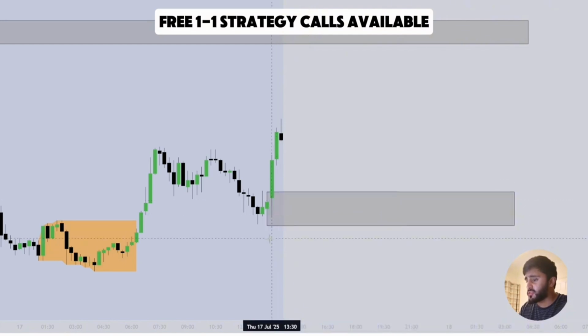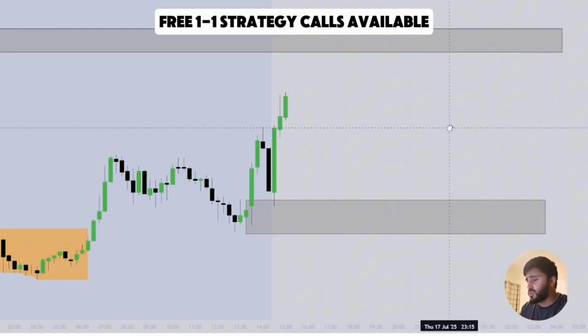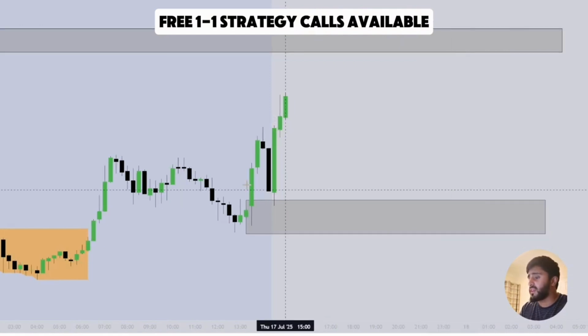this fair value gap was created at 8:30 a.m. Eastern. So we want to understand what was going on. We had market open here. Let's just stay on the 15-minute time frame and understand. We saw this 15-minute fair value gap being respected.